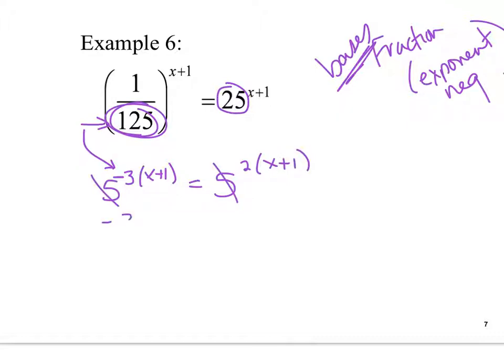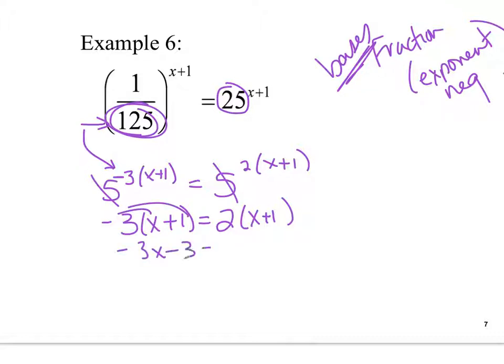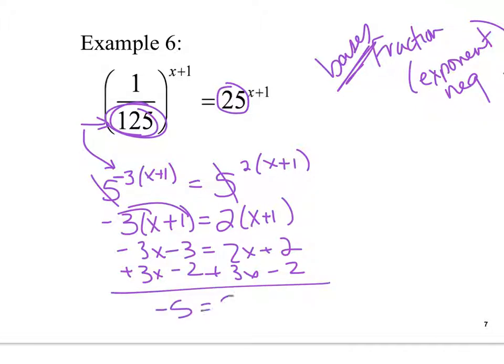Drop these, and I get negative 3 times x plus 1 equals 2 times x plus 1. Okay, and then we solve. So add 3x, subtract 2, negative 5 equals 5x, so x is negative 1. It's basically saying the only way we're getting these equal is if the exponent is 0.